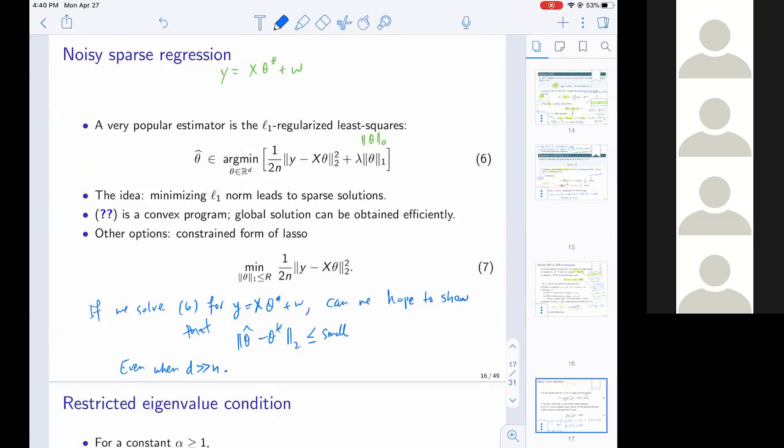So will we hope for a similar kind of thing happening here? In basis pursuit, you could ask whether you could recover the exact solution. The complexity here is that you're not going to be able to recover the exact solution, even if I know the actual support S of theta star, because of the noise. I get something which is different than theta star, right?